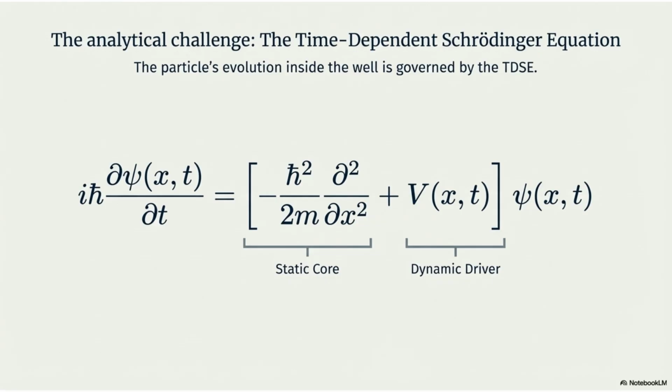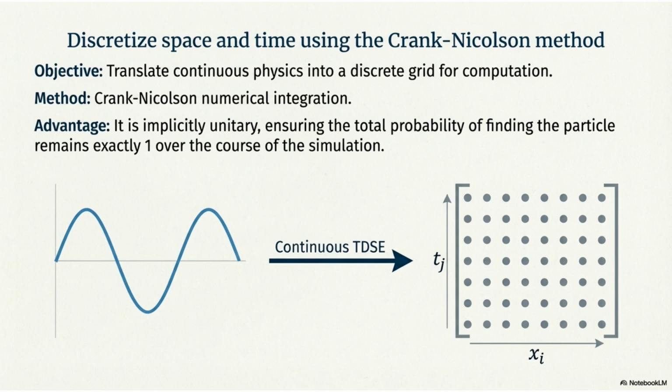The particle's evolution is governed by the time-dependent Schrödinger equation, which involves a static core and the dynamic driver, the perturbation. This equation presents an analytical challenge. To solve this computationally, we discretize space and time using the Crank-Nicolson method. This translates continuous physics into a discrete grid for numerical integration, ensuring probability is conserved.